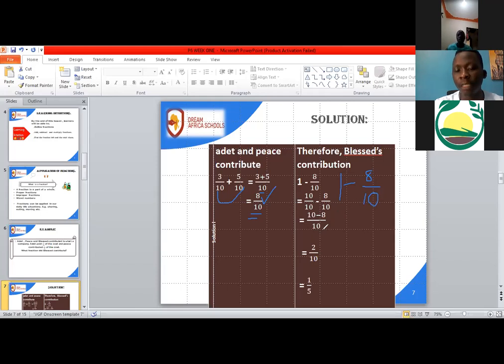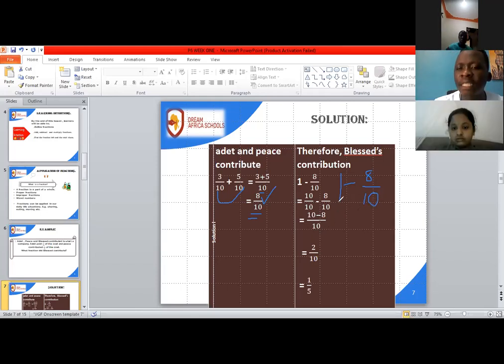You get the point? So moving forward, what determines the whole? This denominator you are seeing here determines the whole. You get it? Because this is 8 parts out of the total parts, which is 10. If we're talking of the whole, that is the total amount of money which is contributed. That's why at the next step there, you'll see 10 divided by 10 minus the contribution made by Adet and Peace, which will be 8 out of 10, to give us a result of 2 out of 10.